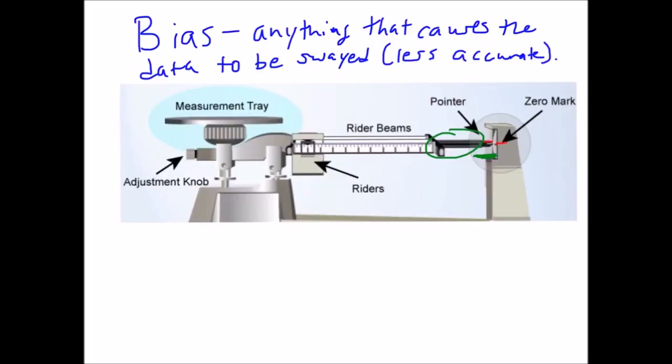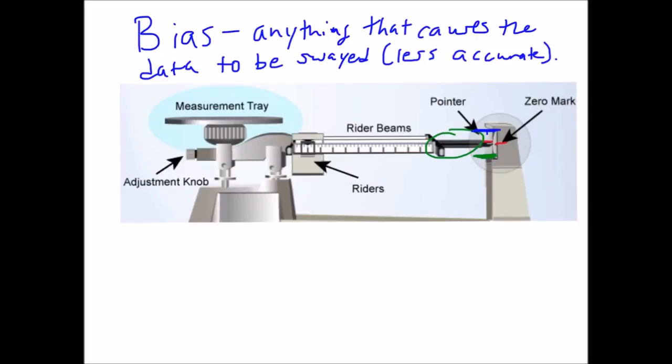So this is going to make any measurement that you take from this triple beam balance appear lighter than it actually is. And that introduces bias into your results. It causes them to be less accurate. Or the tray could start out at this level, and that would show that there is mass on it even though there isn't. So all of your results would appear to have more mass than they actually do.